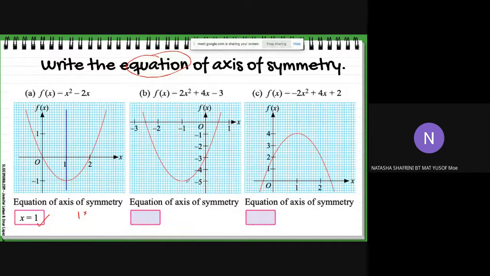Okay. So yang kedua. Okay, B. Okay, cuba tengok apa equation of axis of symmetry. Mana tengah dia? Yes, good. So x equal to negative 1. Tak boleh tulis 1 sahaja, tak boleh. Siapa bagi negative 1? Salah. Mesti equation of axis of symmetry x equal to negative 1. Okay, faham?